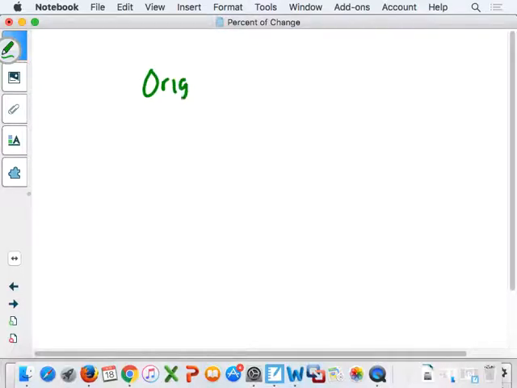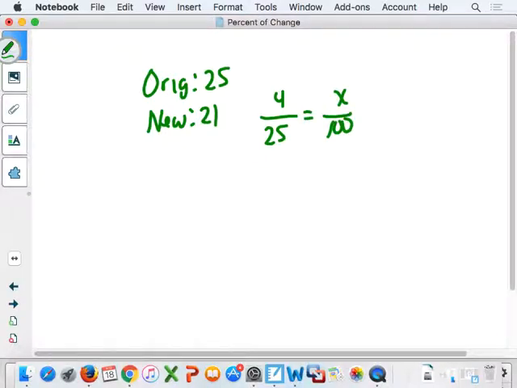Okay, so if we originally had 25 and our new number is 21, if you notice, our difference is 4, our original is 25, and we're setting it equal to x over 100. Well, if you notice, there's a relationship here, and so you just carry that upstairs, and you're going to get 16%. So this was a 16% decrease because our number went down. Okay, so this problem was really quick because it had a relationship. There was a shortcut that you could take.